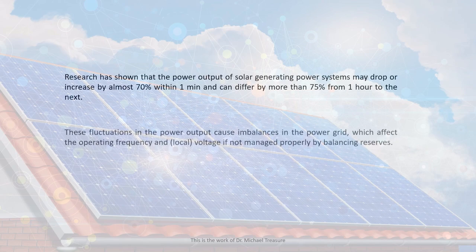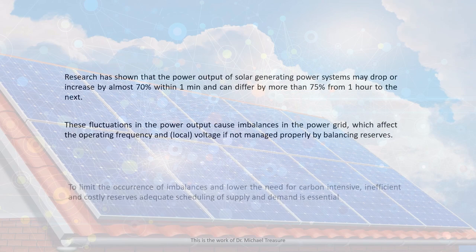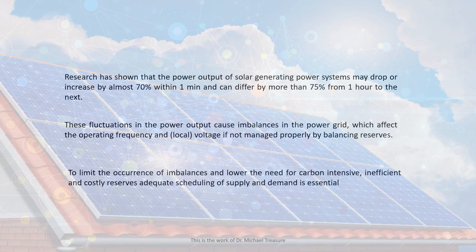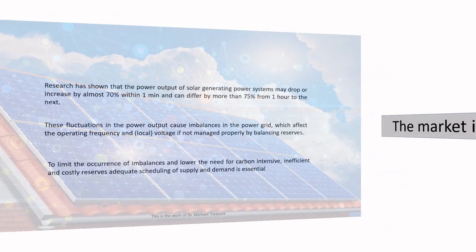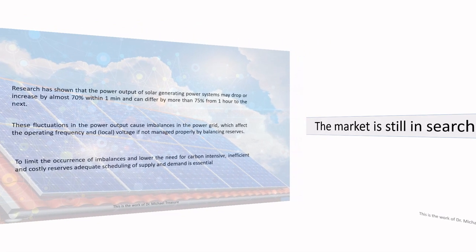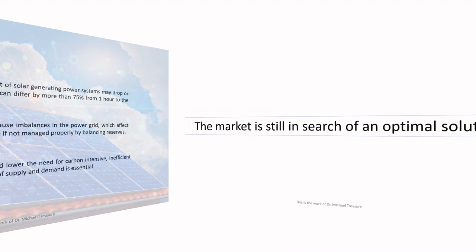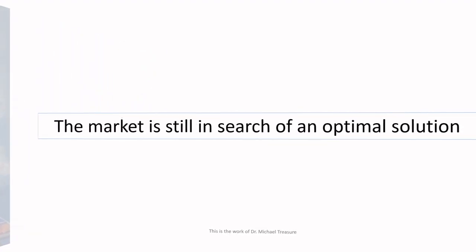These fluctuations in the power output of PV systems cause imbalances in the power grid. If they are not managed by balancing reserves, these fluctuations will affect the operating frequency and local voltage of the entire grid network. Therefore, to limit the occurrences of imbalances and lower the need for carbon-intensive, inefficient and costly reserves, adequate scheduling of PV power supply and demand is essential. The market is still in search of an optimal solution.